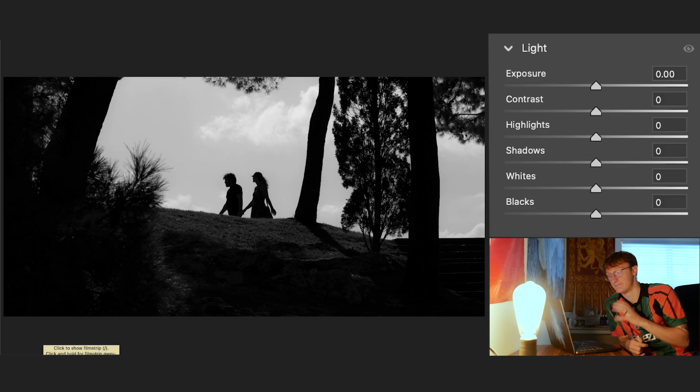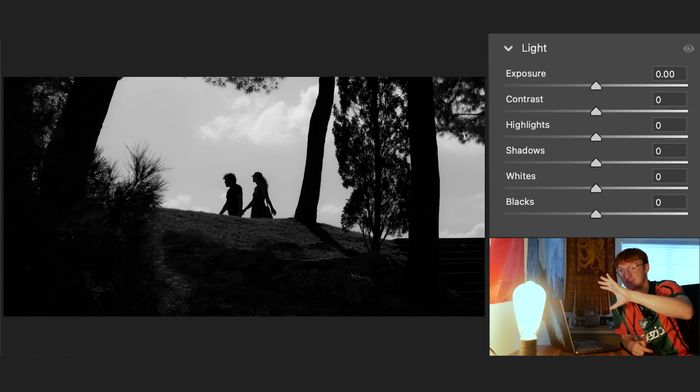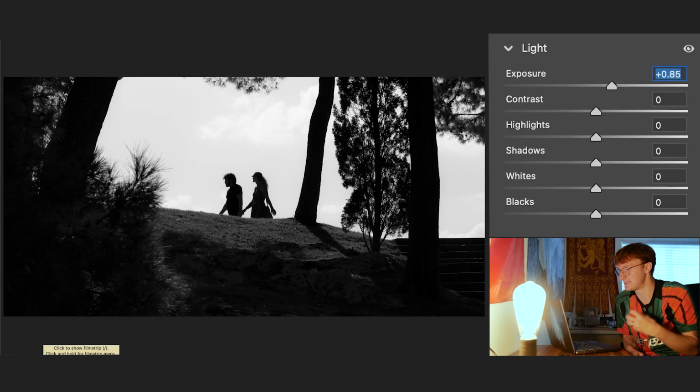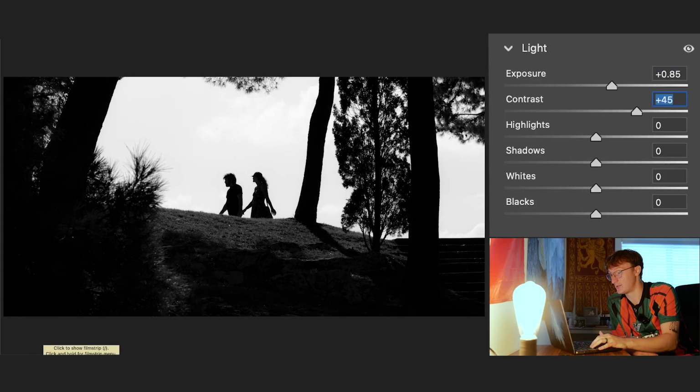Here is a very, very contrasty black and white image that I took looking up towards the sky. That's kind of what's creating this really dark element. So how am I going to manage that? I'm going to up the exposure by 0.85, by almost a stop. And then I'm going to also up the contrast.